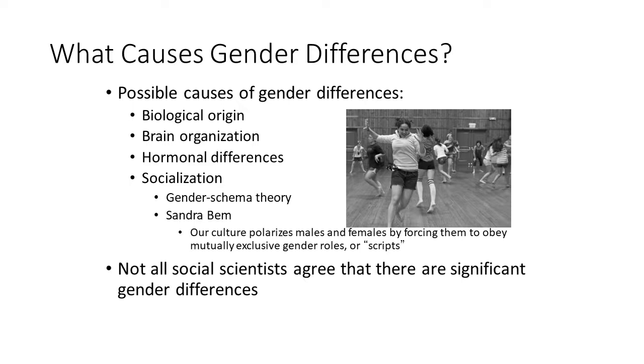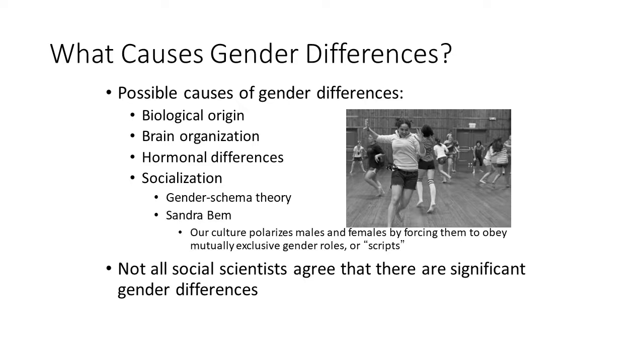The gender schema theory was developed by Sandra Bem in 1981. Seems so long ago, but it's not that long ago. Yeah, I guess it was. Over 40 years ago. Almost 40 years ago.